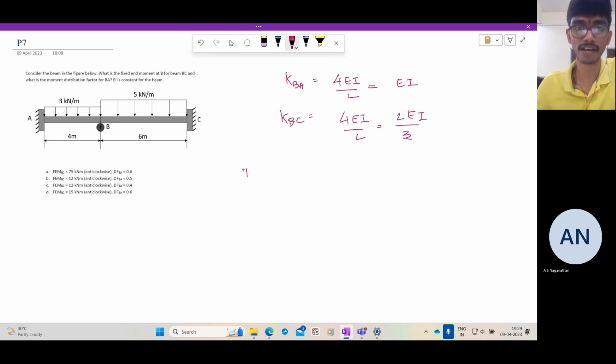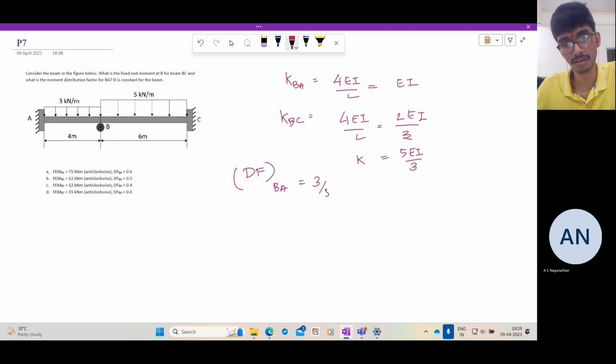So for the distribution factor, what is the total joint stiffness? The total joint stiffness is EI plus 2 by 3 EI, which is 5 EI by 3. So the distribution factor for BA is nothing but EI by 5 EI by 3, which is 3 by 5, 0.6. And the distribution factor for BC is 2 by 3 by 5 by 3, which is 2 by 5, which is 0.4.